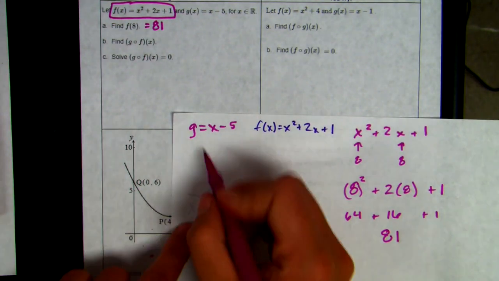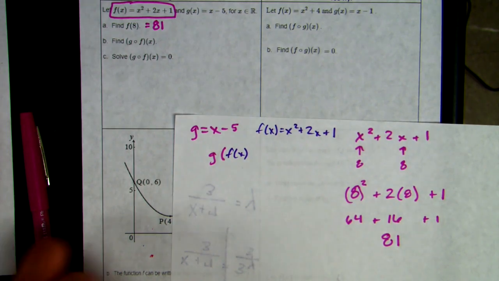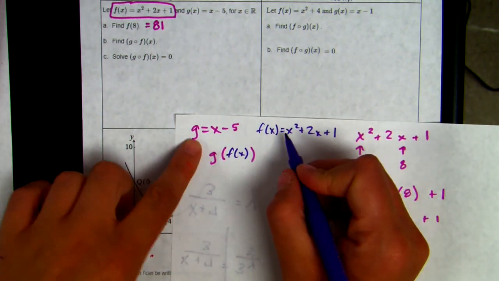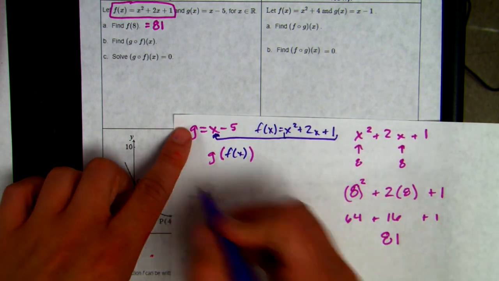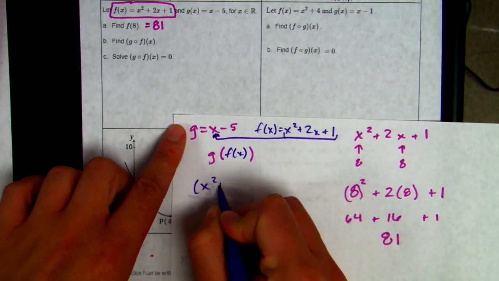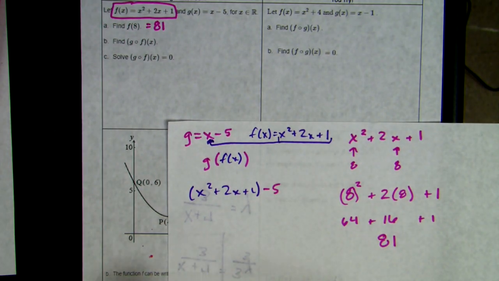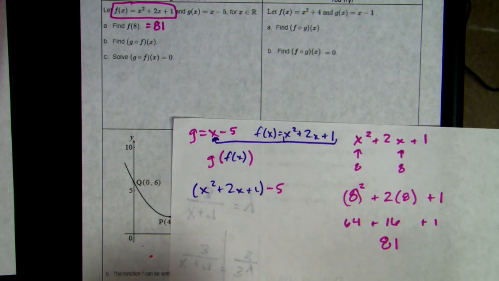Okay, so g of f of x will look something like this. Anywhere that I see an x in this function, I'm going to plug in my entire f function. So I should get x squared plus 2x plus 1 minus 5. There's nothing that can combine inside of these parentheses. There are no like terms. So because of that, I can get rid of the parentheses, right? I've done all the combining I can within the parentheses.